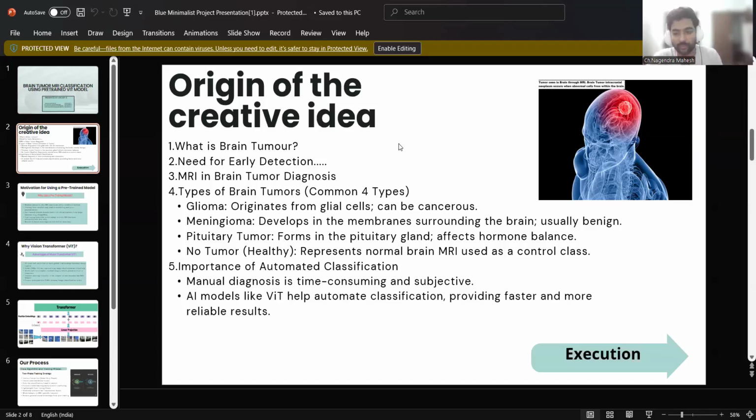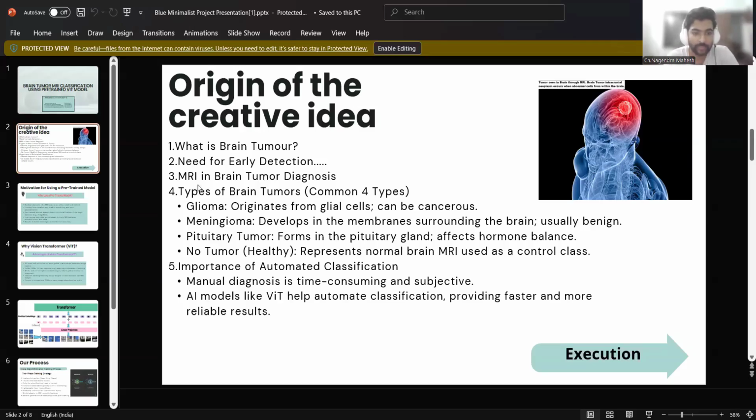So early brain tumor detection is very important, as over time a tumor can grow and damage your healthy brain tissues. If identified early, the chances of survival are very high.